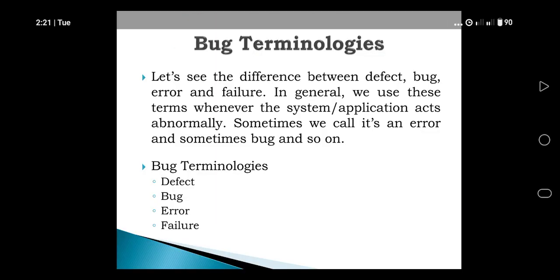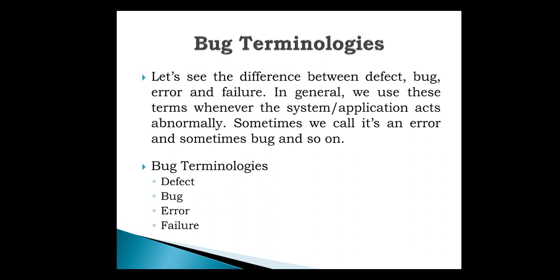Basically, if any problem occurs during the development phase or at any time, we generally say that the problem is a defect, or that it is a bug, or an error, or that the piece of code is a part of failure. It is not that bug terminology is used interchangeably. There is some difference between these terminologies, so let's see the difference between defect, bug, error and failure right now.